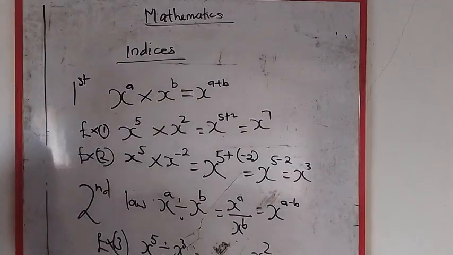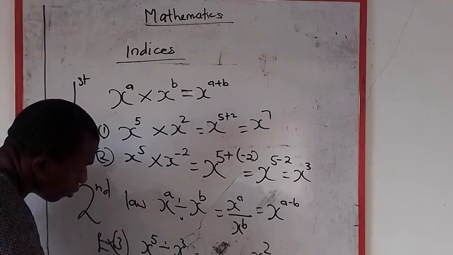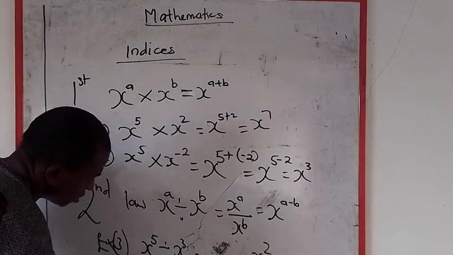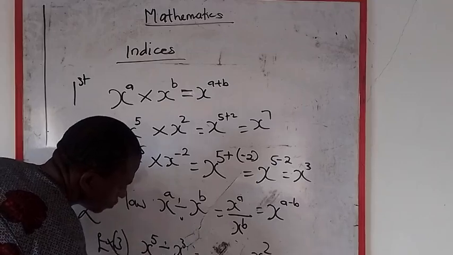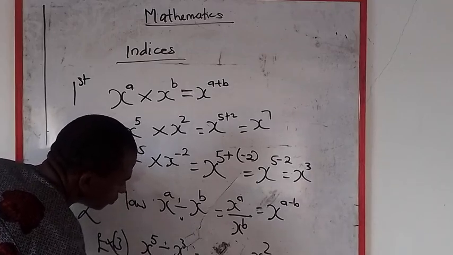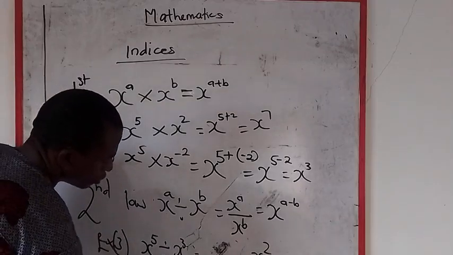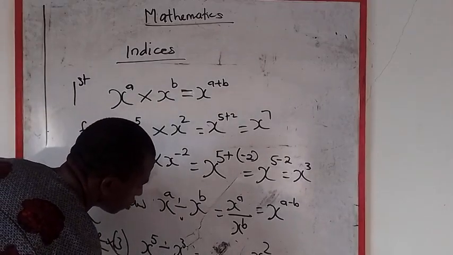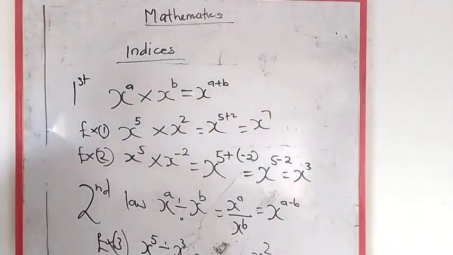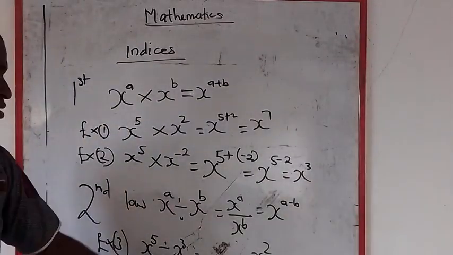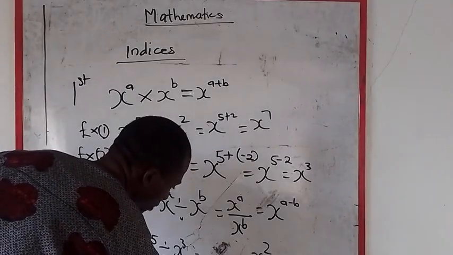Example number 4. I want to involve minus signs in my calculation so that you will know the reason why you must understand the law properly. x raised to power minus 5 divided by x raised to power minus 2. In this law now, you're going to see something that some people are easily carried away with: the minus sign they are seeing there, forgetting that the law in itself has a minus sign. You have to apply the law, don't mind whatever you are seeing there.